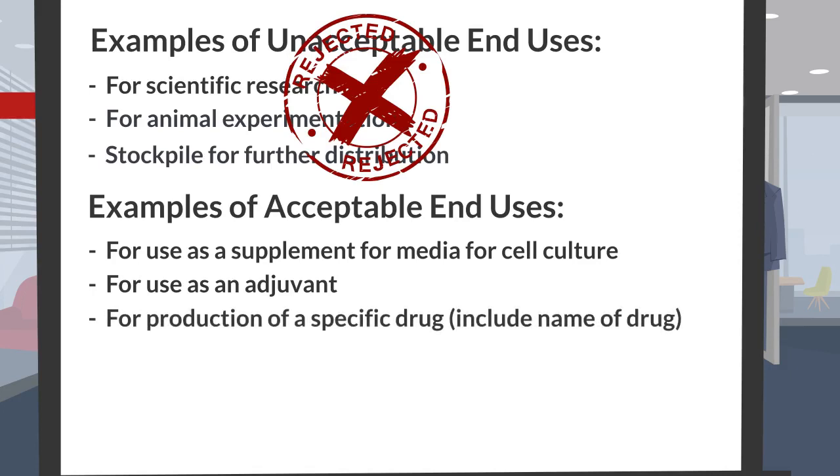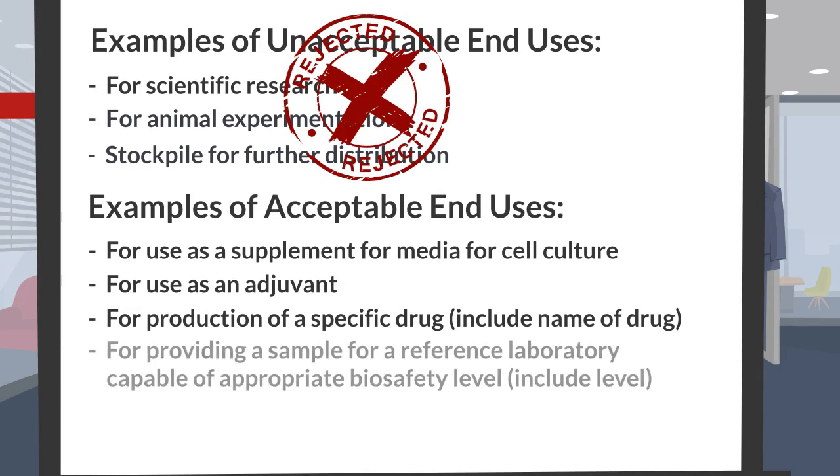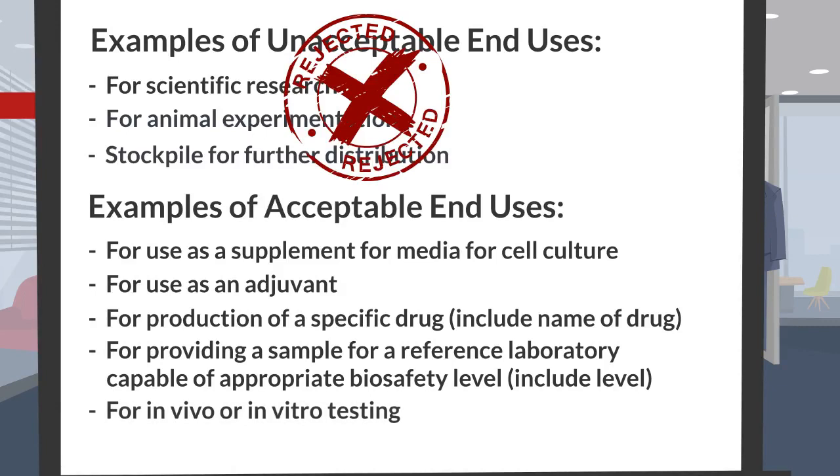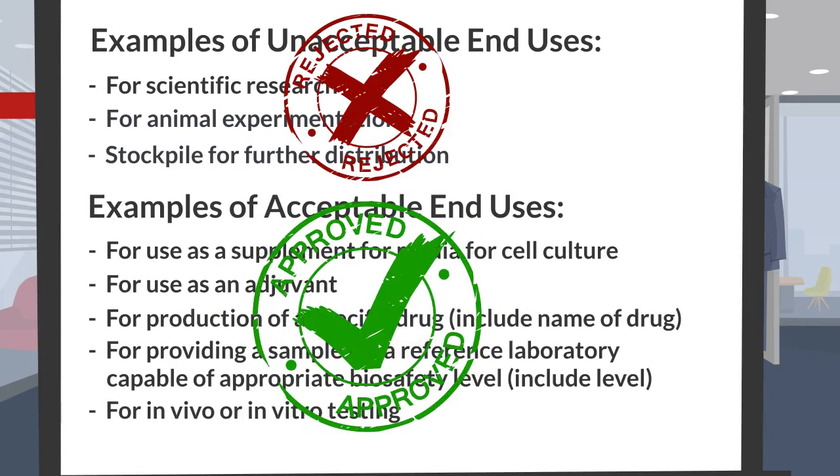Please include the name of the drug or type of drug, for example, cancer therapeutic or monoclonal antibody. Another acceptable description is providing a sample for a reference laboratory capable of appropriate biosafety level, and please include the biosafety level. Or in vivo or in vitro testing, and please include a brief description of experiment and upload relevant articles under documents attached to license application.